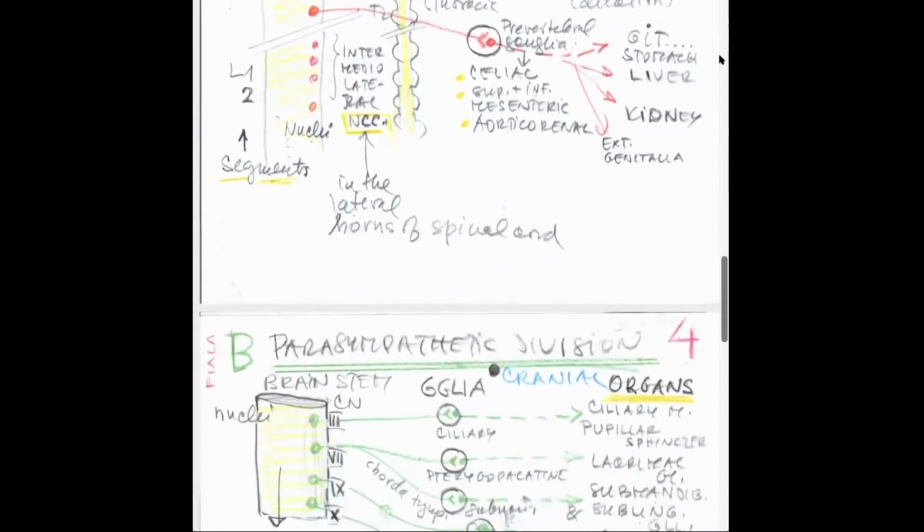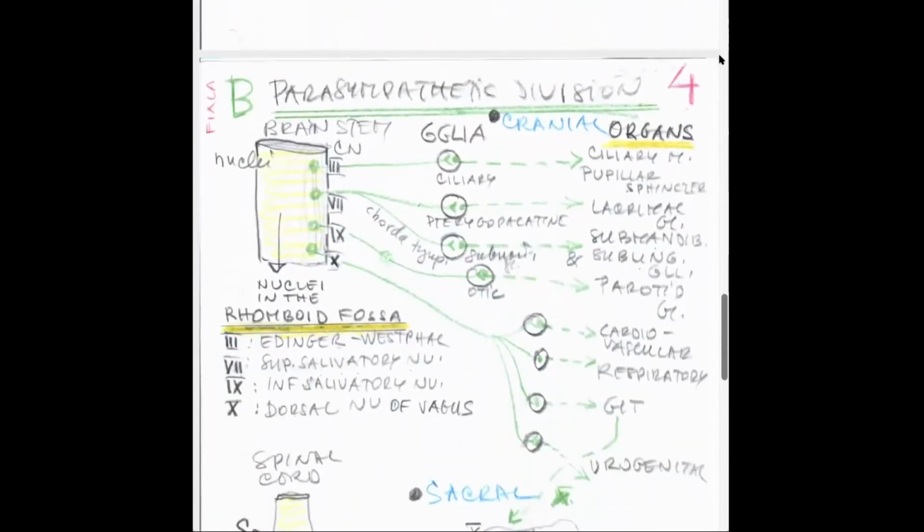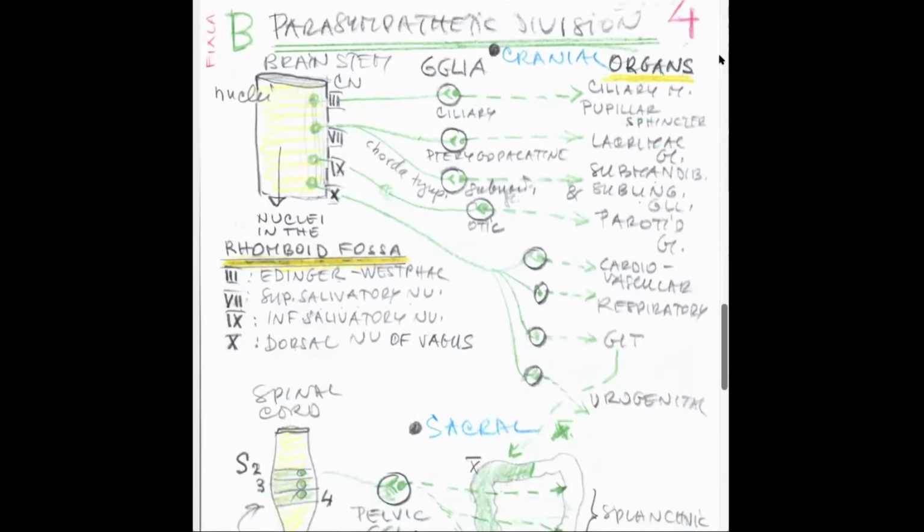On the next page, parasympathetic division originates from 2 parts. Number 1 from the brainstem, and number 2 from the spinal cord in the sacral segments. So if you look at the first one, we said several times that there are nuclei in the brainstem.